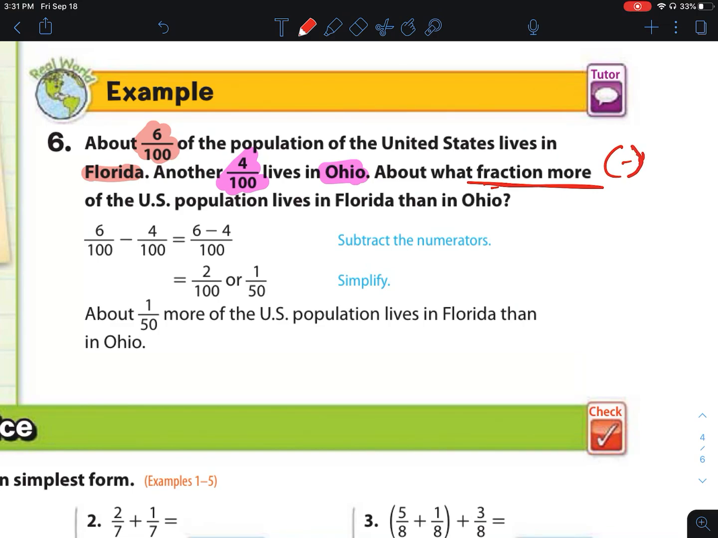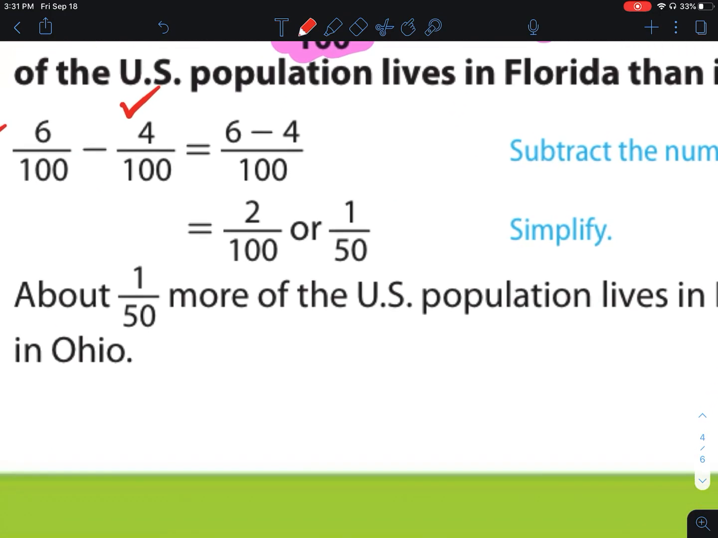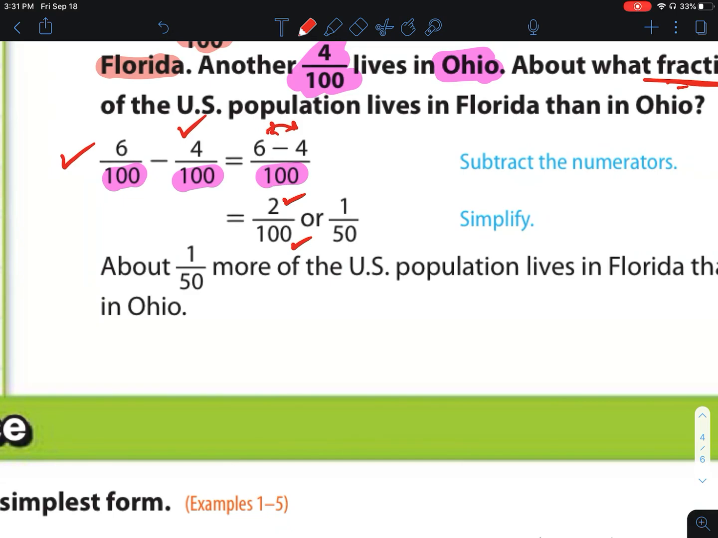Okay, so we get the population in Florida, which is 6/100, subtract the population in Ohio, which is 4/100. So now we have 6 minus 4 over 100. We keep the denominators the same, and we simply subtract 6 minus 4, which gives us 2/100. Simplest form is 1/50. Why?